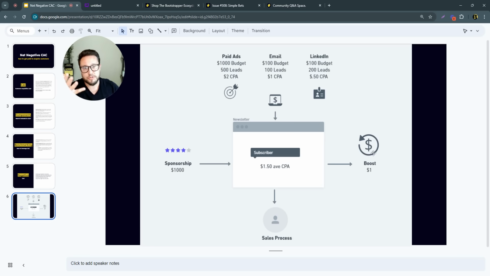There are these things called boosts, where you can acquire a subscriber, and then activate boosts, where your subscriber is boosted to other newsletters. They're shown other newsletters that they can also opt into. And if your subscriber chooses to opt into one of these other newsletters, that grows their subscriber base, right?